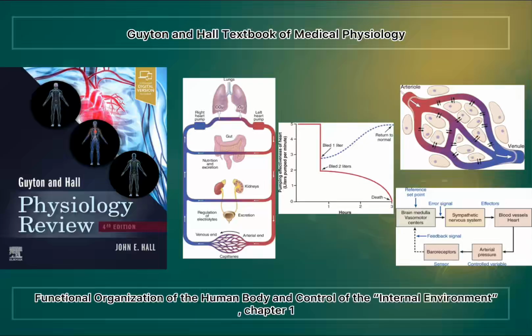When you get a cut, clotting factors are activated in a cascade. Each step activates the next, amplifying the process until a strong clot is formed very quickly. That's positive feedback. But the whole goal is to stop the bleeding and maintain your blood volume, which is a negative feedback goal. And childbirth is the other classic one.